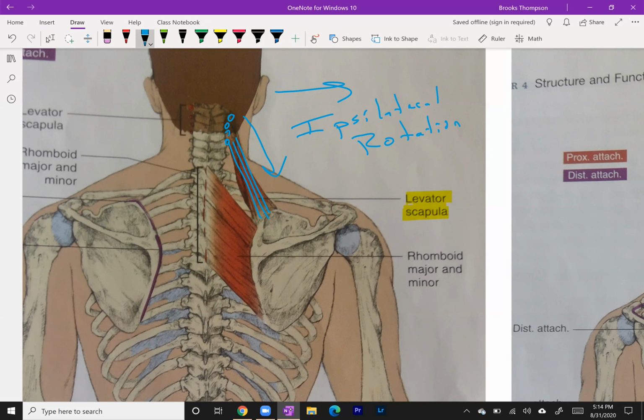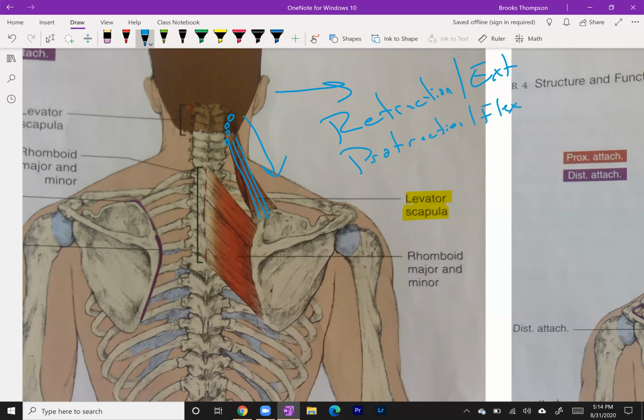Also, the levator, since the spinous processes is anterior to the scapula, is going to help retract or extend the spine. There's a little difference to the retraction and extension, and then protraction and flexion. Okay, so start thinking about those when we get to that forward head posture. You're going to see how important it is that we understand those concepts.